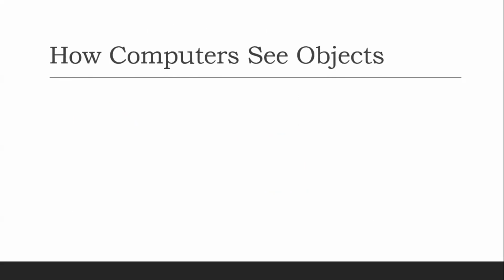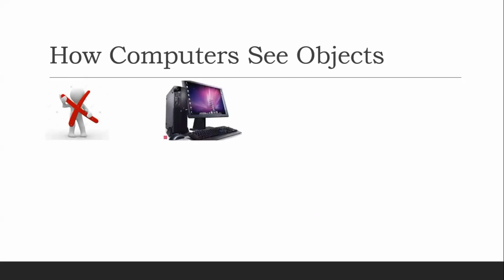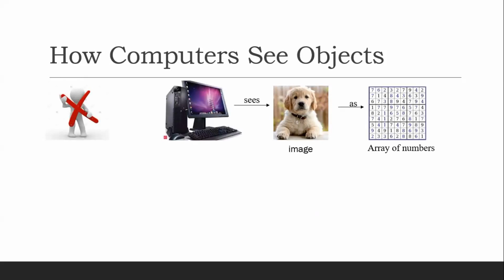Now we move on to how computers see objects. Now we know how humans see objects, because when we see an object, there's reflection of light from the object, and it passes through the eye for us to see. But computers, unlike humans, see objects differently, right? So when you give a computer an image, like an image like this, a computer might not see this as an image, right? What it sees are numbers, okay? So it sees an image as arrays of numbers.